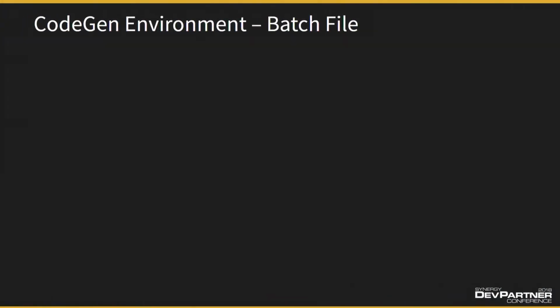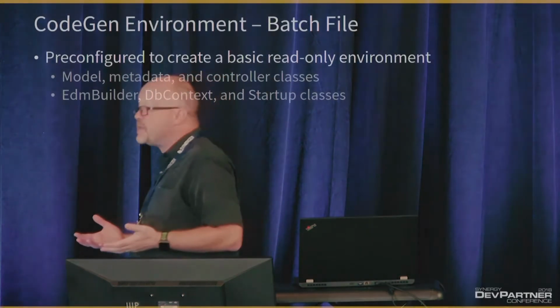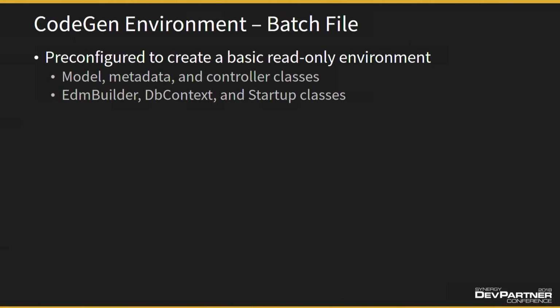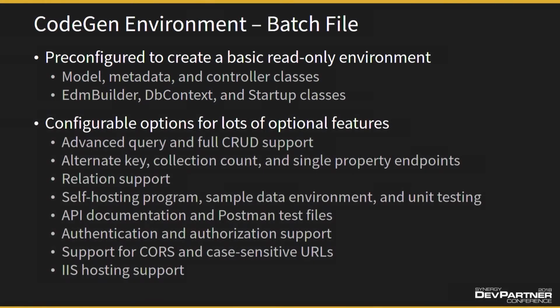In addition to that, we provide a CodeGen environment that's really just defined by something as simple as a batch file right now. So we provide a batch file, it's called regen.bat, it sits in the top level directory, in the solution directory, and it's pre-configured to generate a basic environment. You just have to give it a couple of bits of information. By default, it's going to generate model, metadata, and controller classes, and the EF core stuff, so an EDM builder, EDM model, a DB context, and all the startup code to configure everything. And that batch file, I'll show you it in a moment, has a bunch of configurable options.